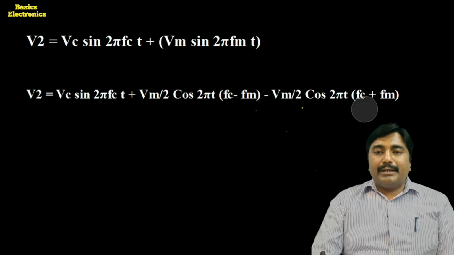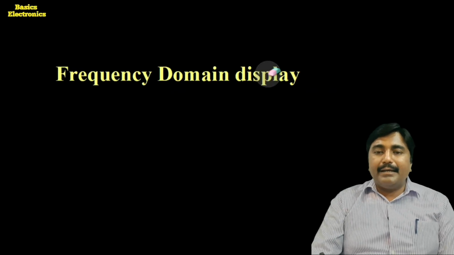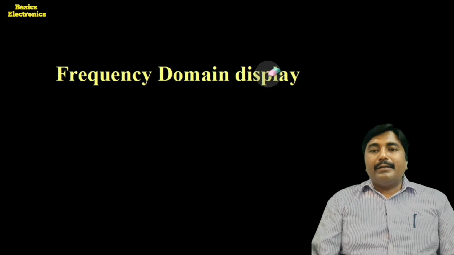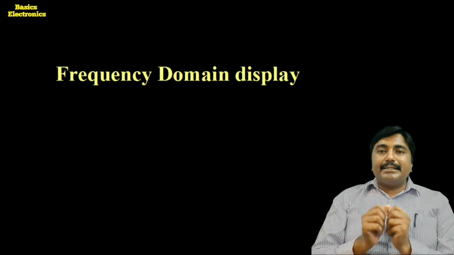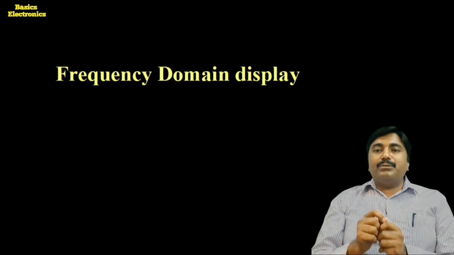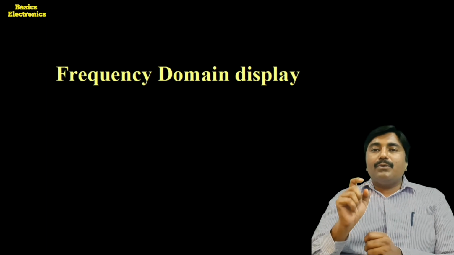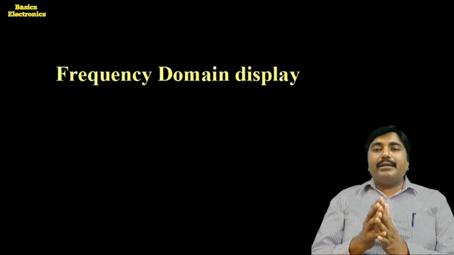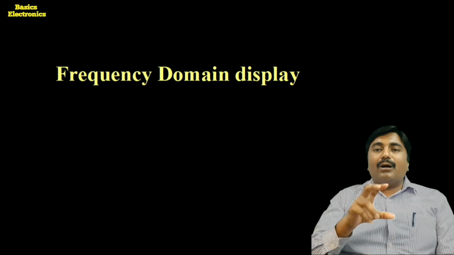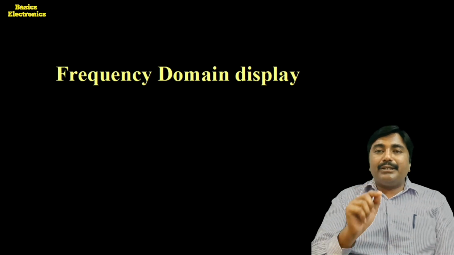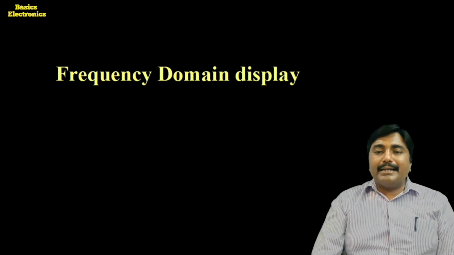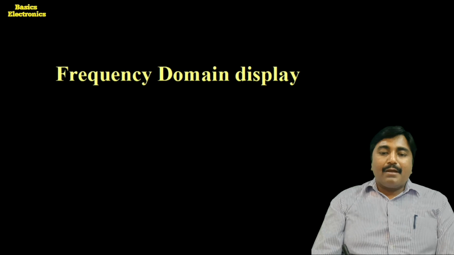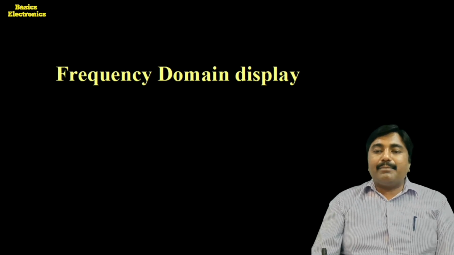Okay, now we have to see the frequency domain display. If we have to see the graphical representation of any type of signal, then we use the CRO, cathode ray oscilloscope. But whatever signal is generated on the CRT screen, that signal is with respect to time. Means if the waveform generated is a sine waveform, then that sine waveform is with respect to time. But here the frequency domain display is different.